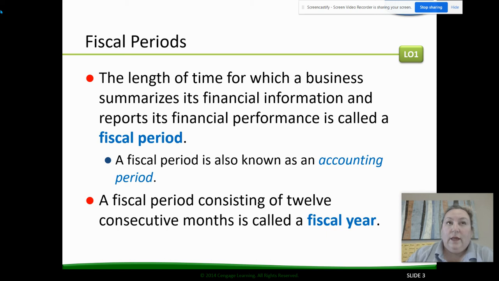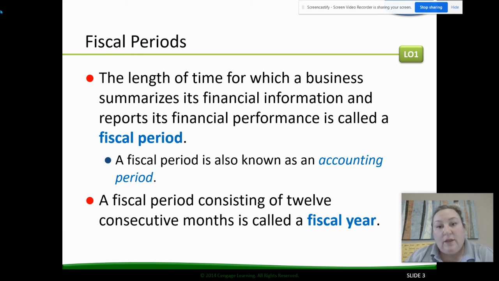So in accounting, there's something called a fiscal period, and it depends on the business. Some small businesses, like sole proprietorships, which is what you're learning about right now, might do a fiscal period of a month. They could do a fiscal period of a quarter. They could do a fiscal period of a year. And fiscal period just means 12 consecutive months. So our calendar year, right? Our calendar period is January through December.